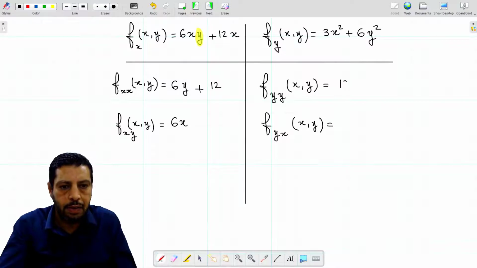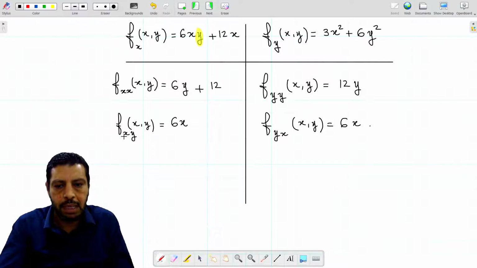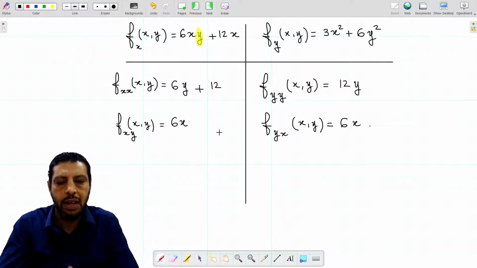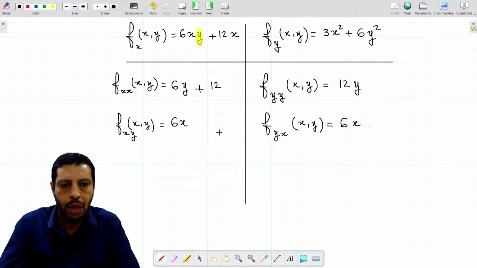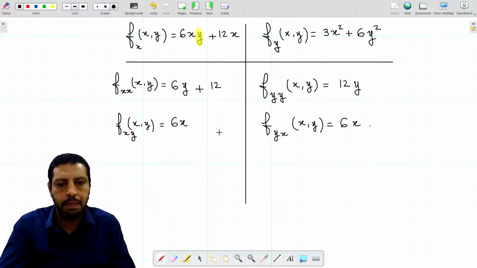So it gives 12y for fyy, and for fyx, you're going to compute the derivative of fy with respect to x. There is no x in the second term, so we don't consider it, and we have here x squared, which gives 2x times 3, it means 6x. Of course, you can check that the mixed second order partial derivatives, fxy and fyx, are equal, and it's always the same when the variables are independent. So 6x equals 6x. This is a way to check that your work is correct.